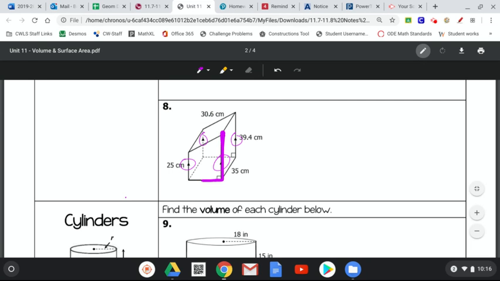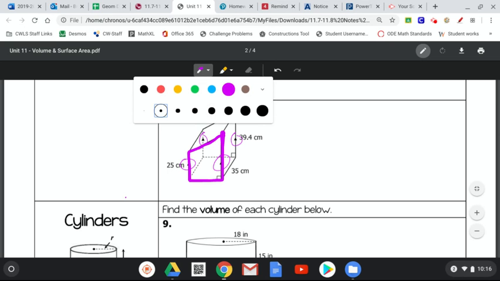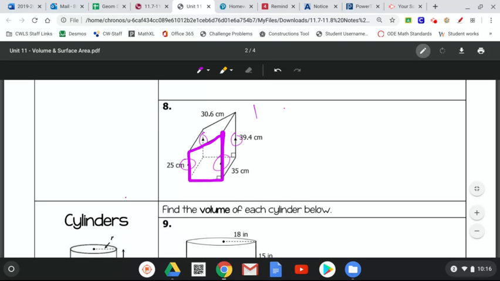And if I outline the base, it looks like another trapezoid, okay? We have our parallel lines, all right? And then we have two lines that are not parallel. So to find the area of a trapezoid, or to find the area of the base, it's going to be 1/2 height times base 1 plus base 2, okay?